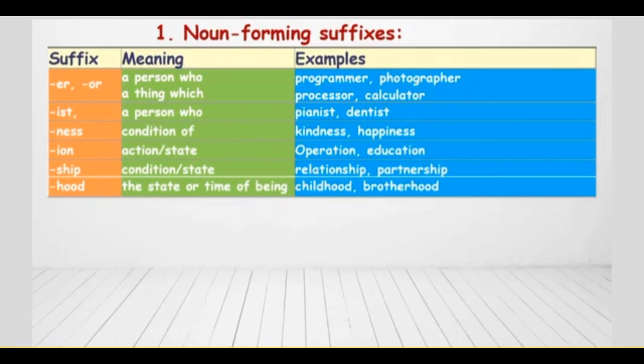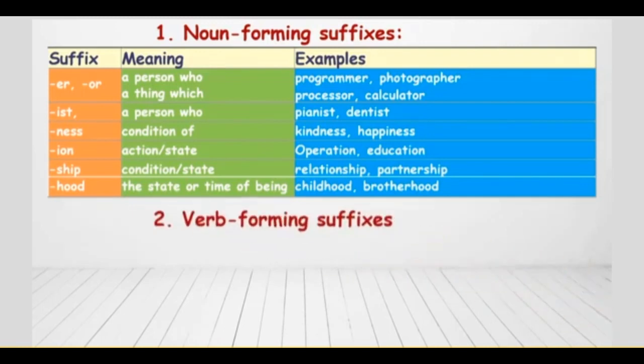Okay. The last suffix in this chart is the suffix hood, and the meaning of hood is state or time of being. Examples we find in books like childhood, brotherhood. Notice here, childhood, that's the period of time. Brotherhood, that's the time or the state of being brothers. Motherhood, fatherhood, sisterhood, and many other nouns that end in the suffix hood.